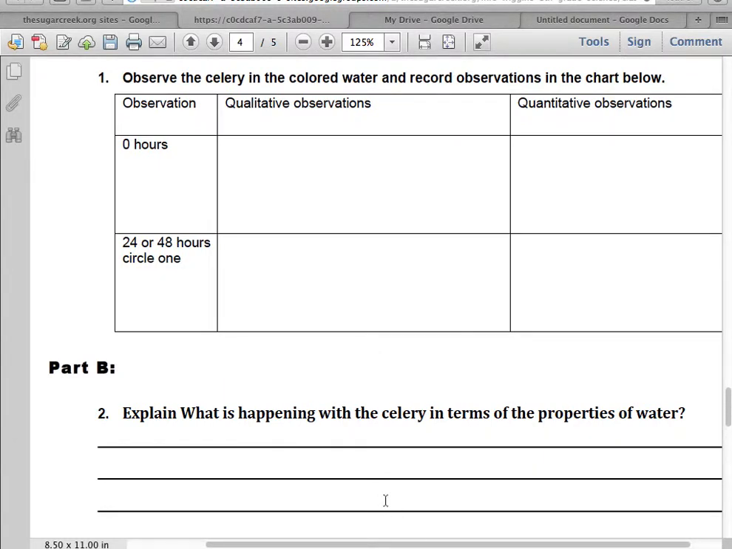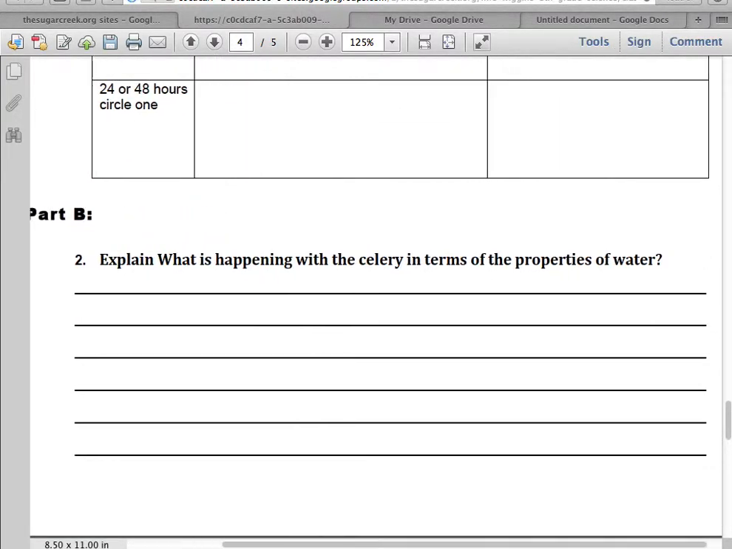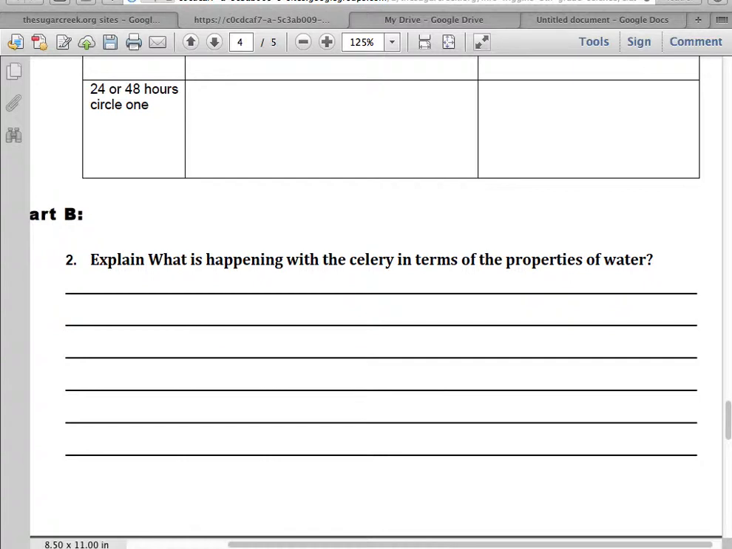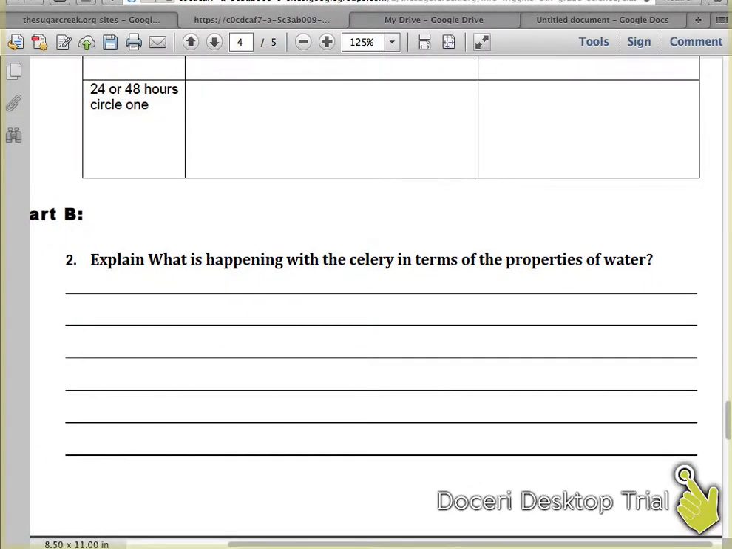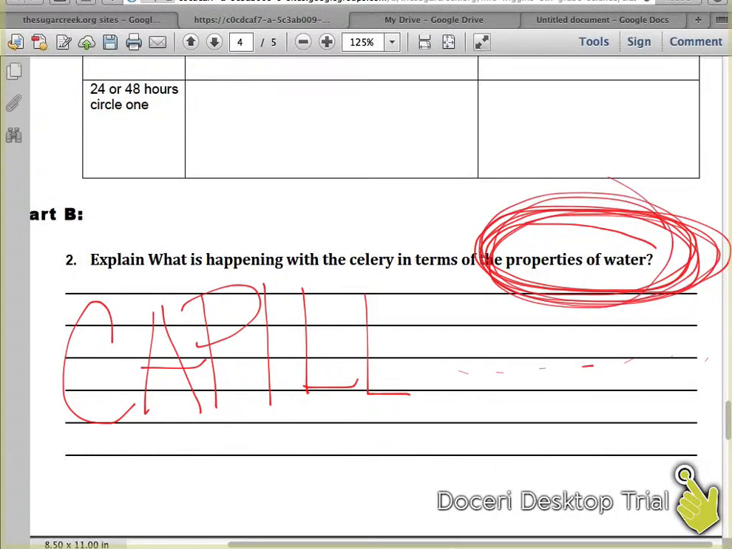Moving down to the question where it says, explain what is happening to the celery in terms of the properties of water. This was very important because it said in terms of the properties of water. You had to use a specific property. You could not just tell me that the water was seeping up the celery. What property is that? Capillary reaction. And you may have seen me write it on your paper in capital letters because at that point I was getting frustrated because we didn't pay attention to this.